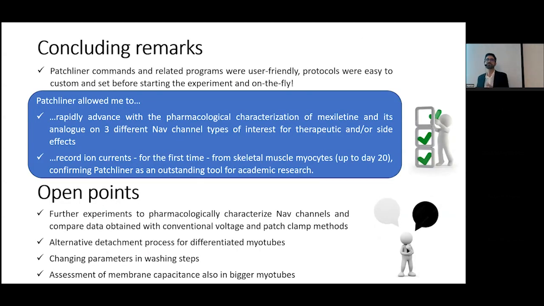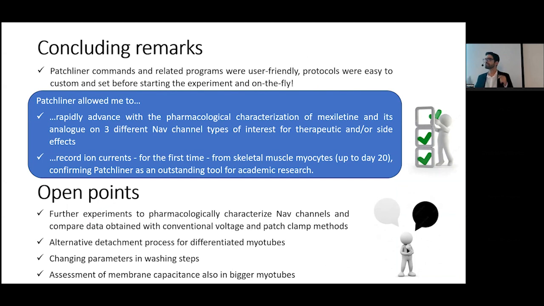So, in conclusion, I just want to say that this experience was really amazing. The Patchliner commands and programs were user-friendly, and the protocols were easy to customize and set before starting the experiment. Also, the Patchliner allowed me to rapidly advance with the pharmacological characterization of mexiletine and its analog on 3 different nerve channels in a few weeks, and record ion currents.